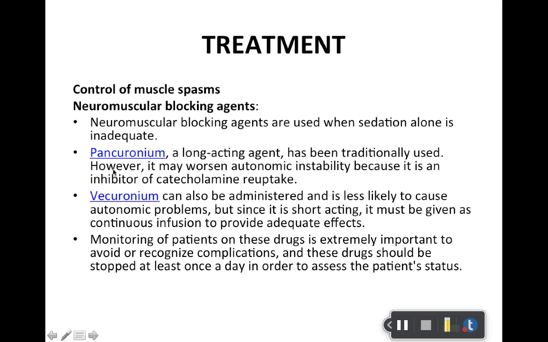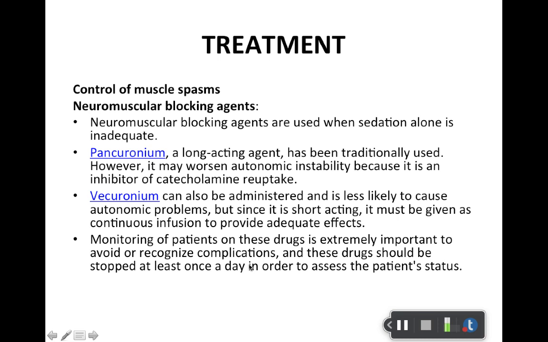So we have the pancuronium and the vecuronium. But the pancuronium is what was used more historically. But it looks like the vecuronium is going to be a better choice as far as first line. It is shorter acting, and it has fewer adverse effects that you have to be concerned with. So this will probably be your first line one here to go with. So you can put a star by that.